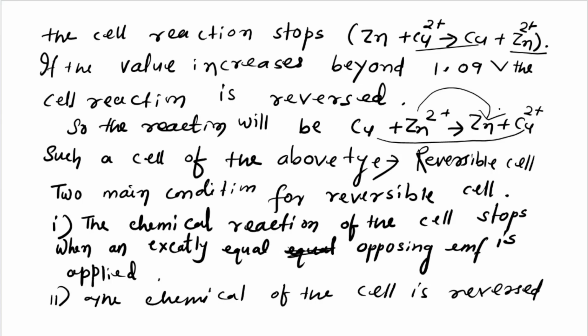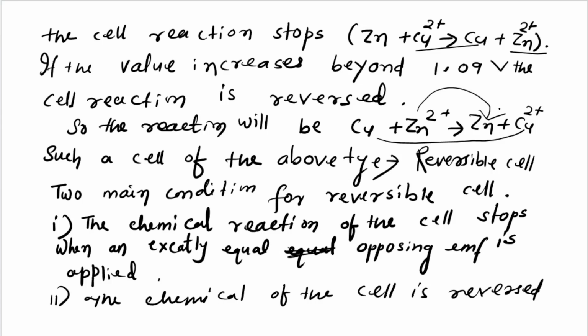Such a cell of the above reaction is a reversible cell. That means if you are giving more than 1.09 volt, then the cell reaction is reversed. So such a cell reaction of the above type is called a reversible cell. Then what are the main two conditions for the reversible cell? The chemical reaction of the cell stops when an exactly equal opposing EMF is applied. Before you have seen 1.09 volt when opposingly applied stops, more than 1.09, then it is reversed.